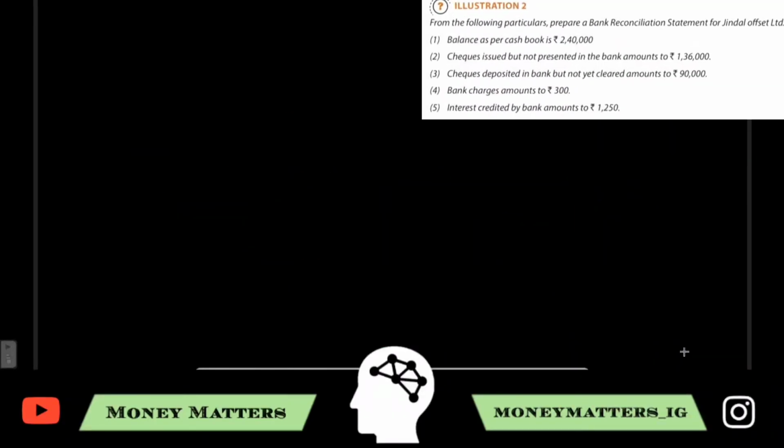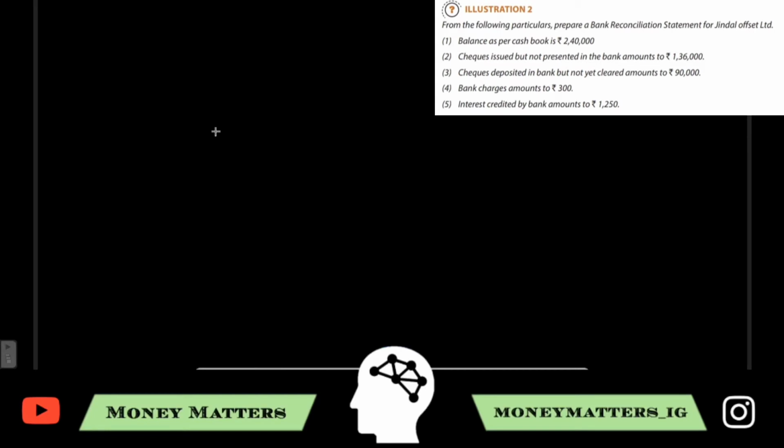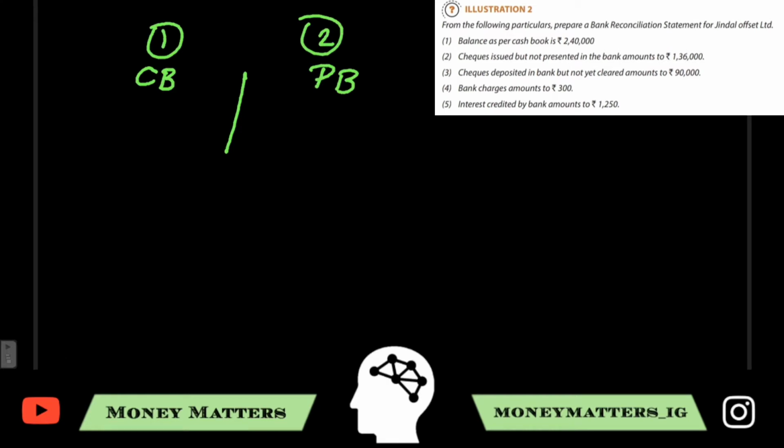Now listen very carefully. This is the easiest trick. First, you divide into two columns. One would be your cash book and the second would be your passbook. Let's assume this as first column and this as second column. Now, every time you see the question, the first thing you should notice is what is the balance they have given. In this question, the balance which they have given is balance as per cash book.